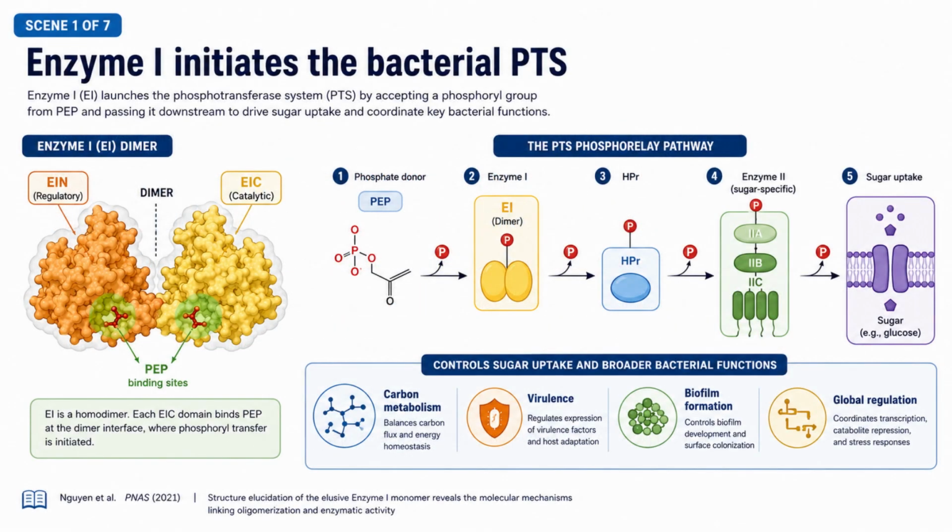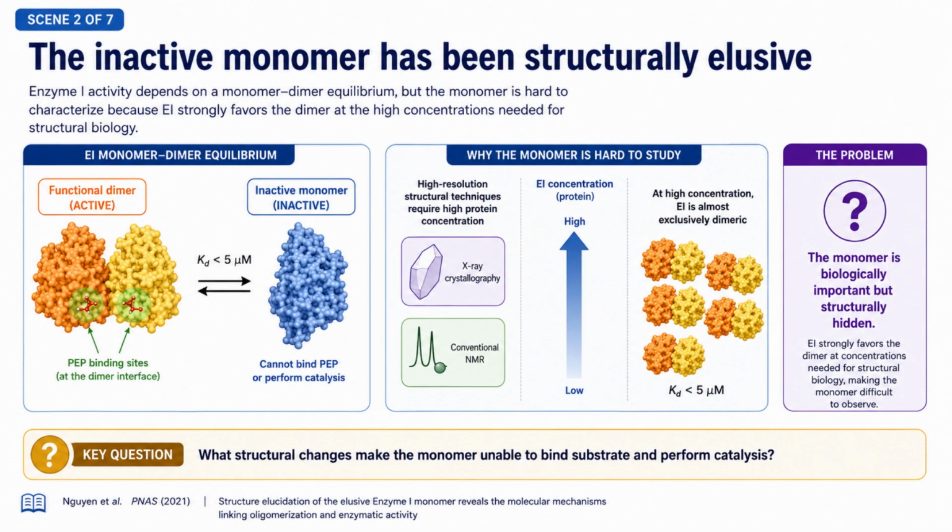Why is enzyme 1 inactive as a monomer? In this work, we studied enzyme 1, the first enzyme in the bacterial phosphotransferase system. Enzyme 1 starts the pathway by using phosphoenolpyruvate, or PEP, to initiate phosphoryl transfer, ultimately linking carbon uptake to broader bacterial physiology. A key feature of enzyme 1 regulation is oligomerization.